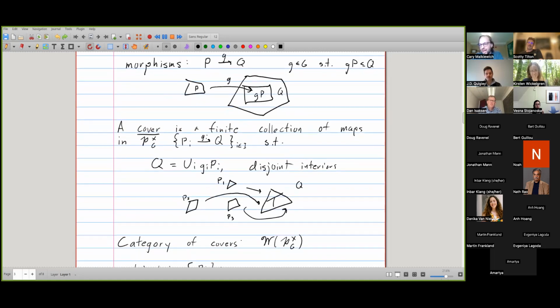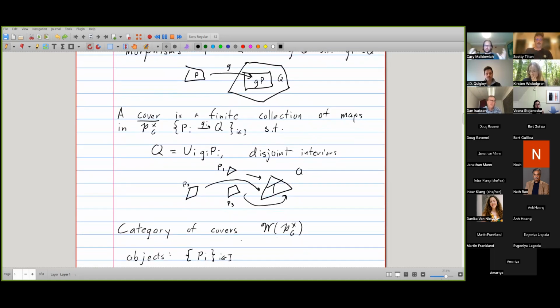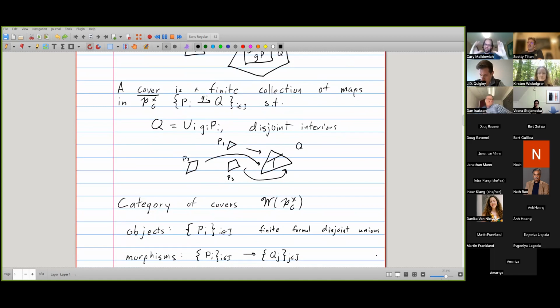Okay, so now I'm going to form a category out of these covers. So I'm going to form a larger category. Now I'm going to start taking formal disjoint unions of the polytopes. So in this category W of P of XG, the objects are now finite formal disjoint unions. I'm allowed to take the same polytope and repeat it n times if I want. That's fine. But I consider that as a collection of things that are formally disjoint from each other.